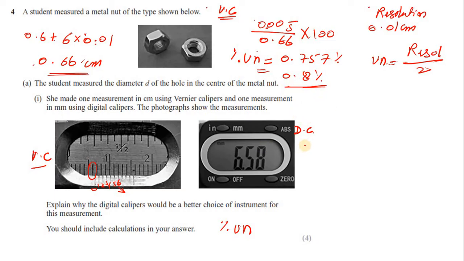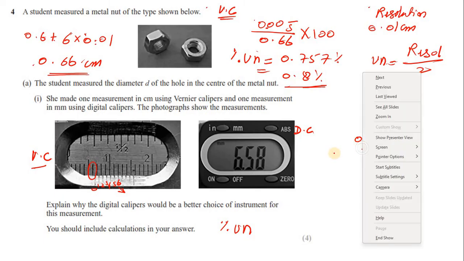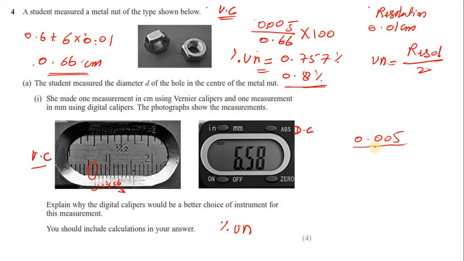Now let's talk about the digital caliper. For the digital caliper, the reading is 6.58 and the resolution is 0.01, but uncertainty is again resolution divided by 2. So the uncertainty for the digital caliper is 0.005. Remember, uncertainty is resolution divided by 2. So this is the uncertainty, and then the reading is 6.58. In that way you multiply by 100 also here.